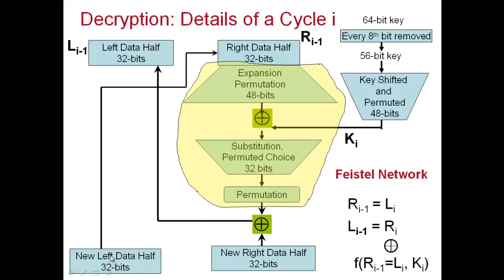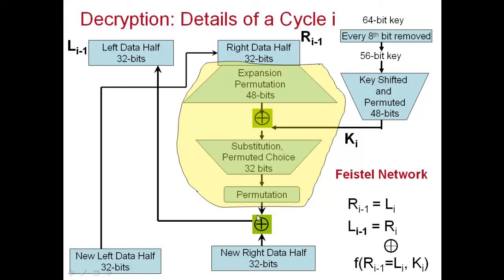So that's what I show here. I pass this Lj, which is Rj minus 1, to the Feistel network. These go through the same kind of processing for the keys. Depending on your cycle, 16 or 15, you go through that particular processing. What happens in the Feistel network is the same for both encryption and decryption. That's kind of the specialty of DES.